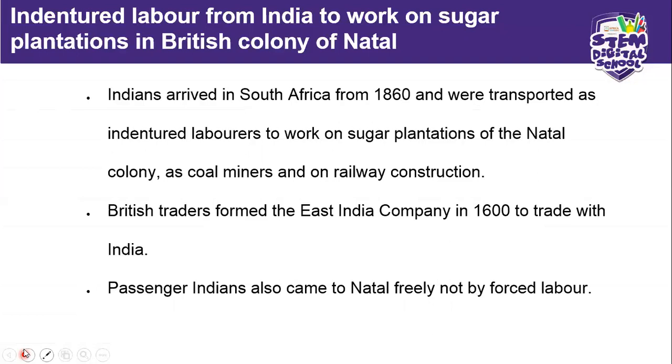Passenger Indians also came to Natal freely, not by forced labor. Remember the passenger Indians. So they were coming on their free will to Natal. They were different from the indentured laborers. So that is how the indentured labor was taking place in Natal. So these transported Indians, they were going to work on plantations, on big farms of sugarcane in KwaZulu-Natal.